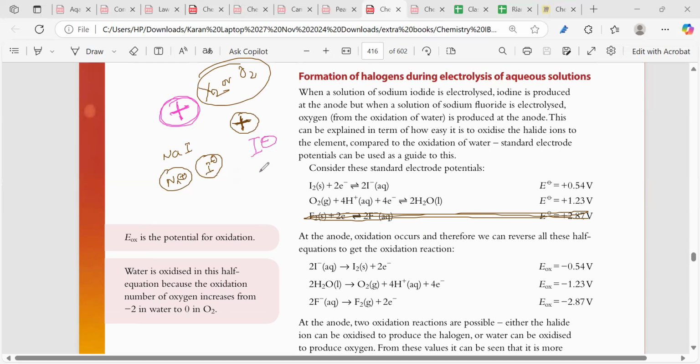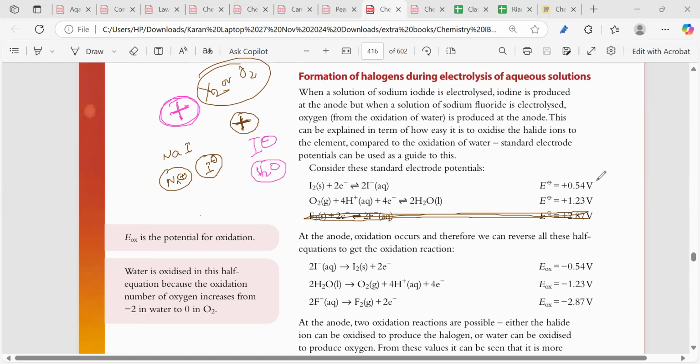And with it, who goes? Who is the other species? H2O. Why? The O in H2O will be having a delta negative drag towards it. Is it clear? Understood? Agreed? Fine.